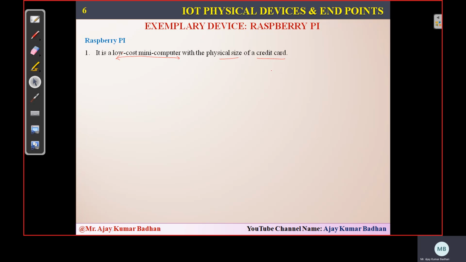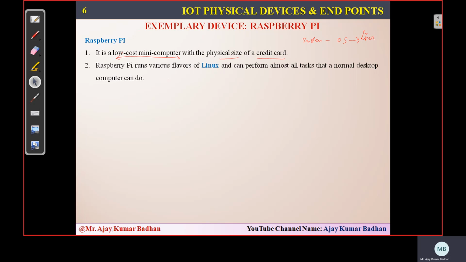Now you can understand, okay? Very small size. Credit card, I mean, you might have seen your credit or debit card. That is the size of this particular Raspberry Pi. It's a mini computer which has a very low cost. And what type of operating system? Since it is a system we are going to use, it definitely supports an operating system.